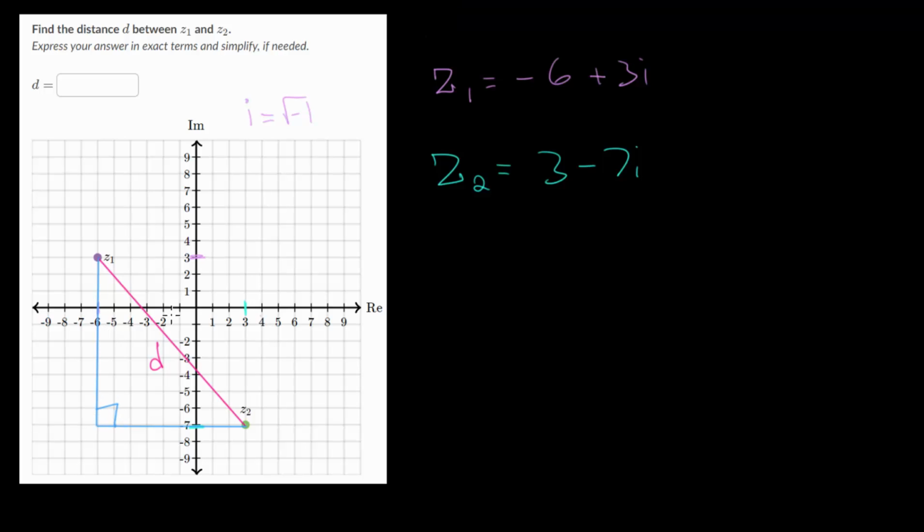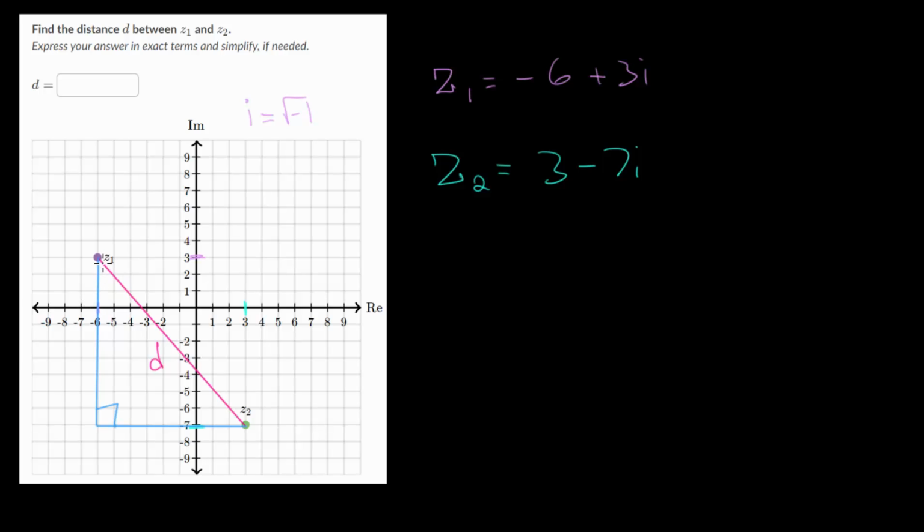And the relationship between the three sides in a right triangle can be summed up with the Pythagorean theorem. So at this point, if we can figure out the lengths of the vertical part and of the horizontal part, then we can use the Pythagorean theorem to solve for this variable d, which is the length of the line or the distance between the two complex numbers.